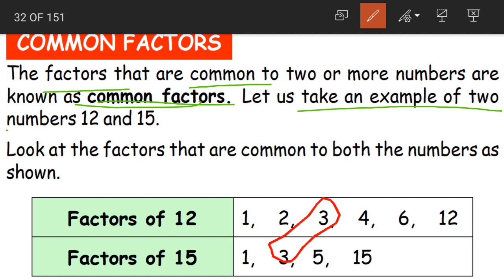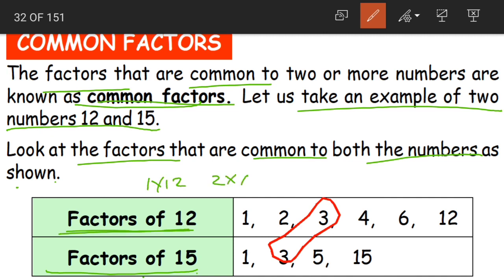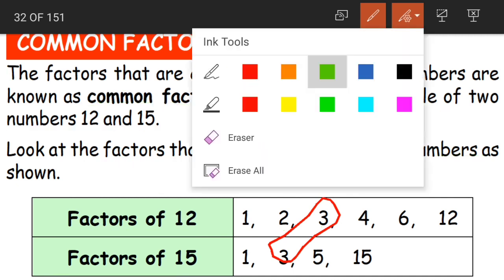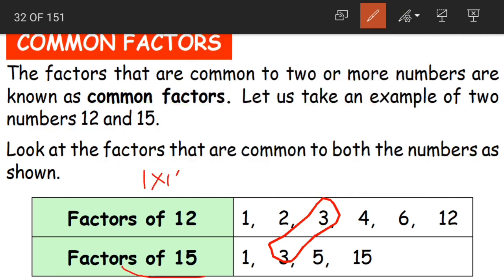Let us take an example of two numbers 12 and 15. Look at the factors that are common to both the numbers as shown. The factors of 12 are, see, 1 12s are 12, 2 6s are 12, 3 4s are 12. Yes or no? So 1, 2, 3, 4, 6, 12 are the factors of 12. And for 15, we have 1 15s are 15 and 3 5s are 15. So 1, 3, 5 and 15 are the factors of 15.